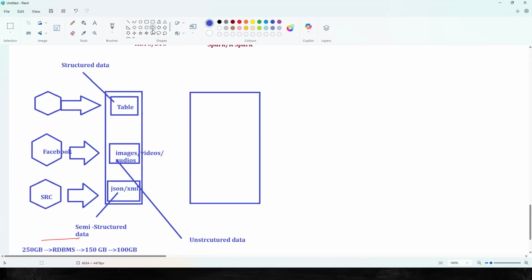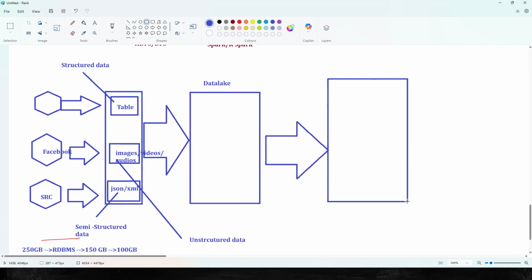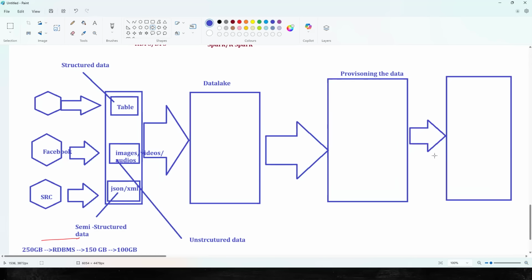Now, big data, basically you are going to extract the data and store it in a data lake. On top of it, people are going to utilize it and provision the data. I'm simplifying it. Here you are going to apply the transformation and process it. And again, you are going to push the data to the applications, nothing but reporting tools or downstream applications. This is what is going to happen.